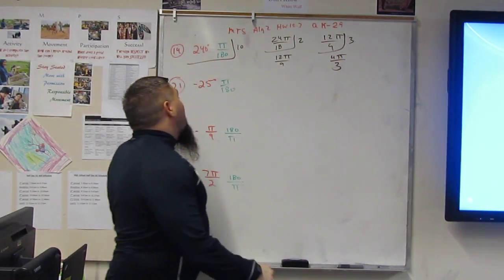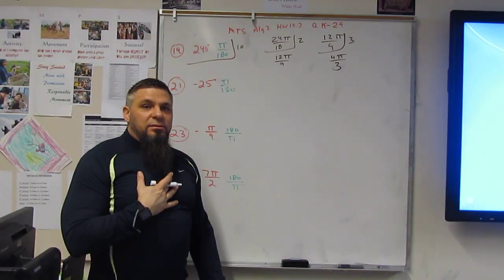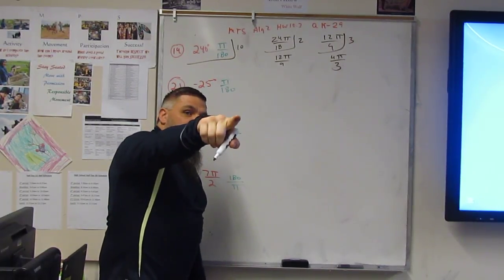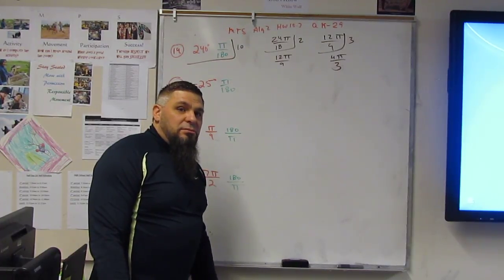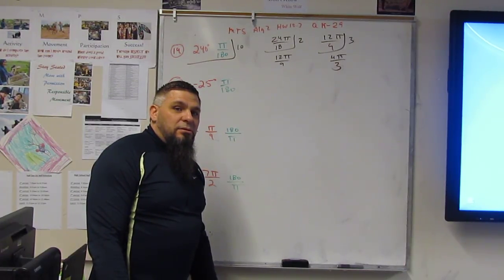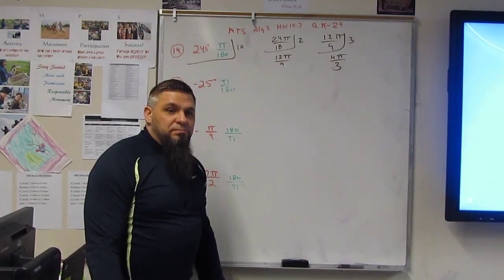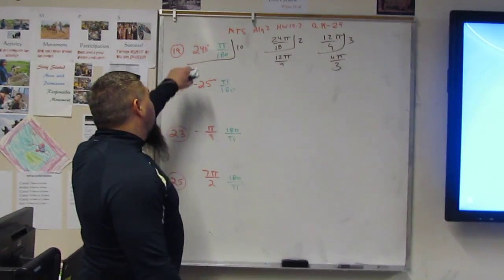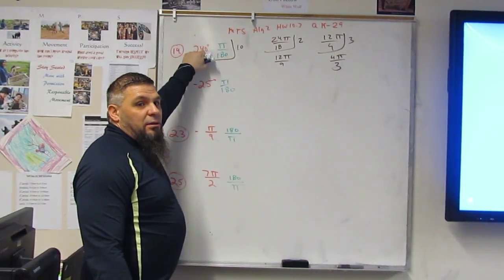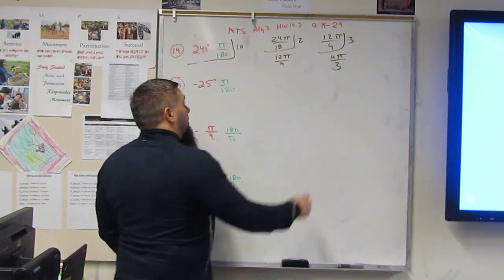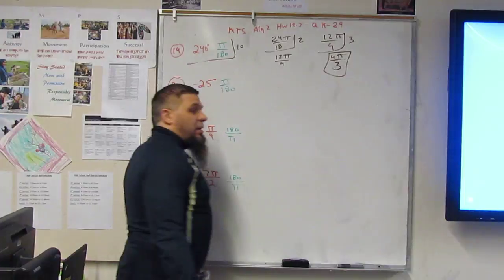Now, we should have known that, right? Because if we look at our unit circle, what's 240? 8 pi over 6 and 4 pi over 3. Boom. So we could have looked at our unit circle for this one. So is that the answer? Yeah, 4 pi over 3.